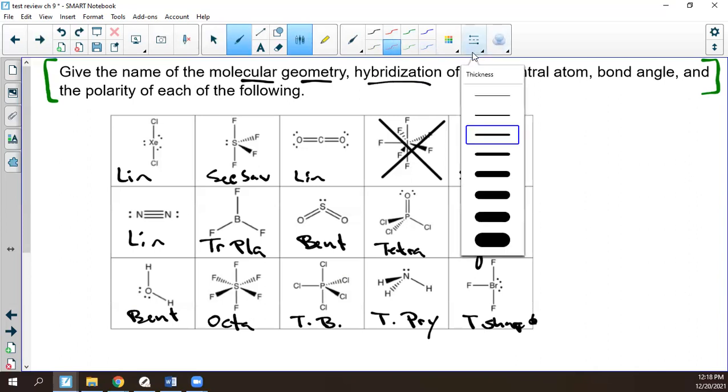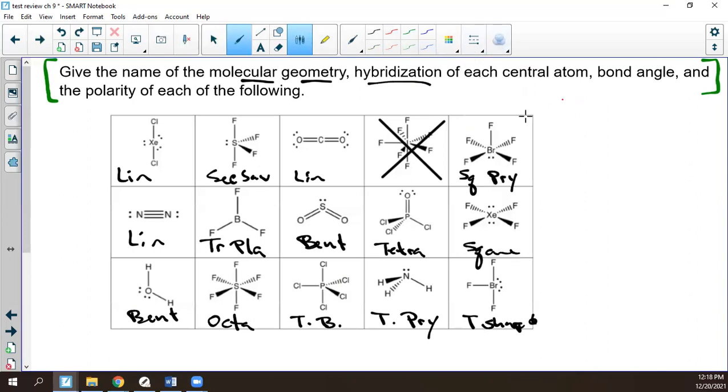Hybridization we'll put in really small red. Here we go. Hybridization. SP. How do we answer that? It has 2 electron domains, right? Or like bonding, sorry, bonding domains. Okay, what do we have here? We have 3 or 4 bonding domains this time, so what do we have here?